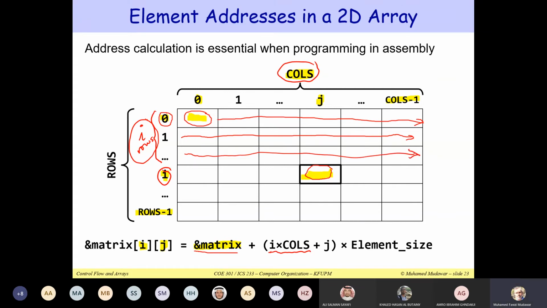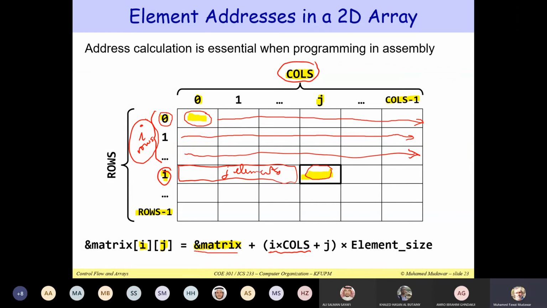Okay? So these are I multiplied by the number of columns. So we are storing all of them before reaching the row at index I. Now the question is how many elements I have in row I before the column index J. Exactly, I have J elements.